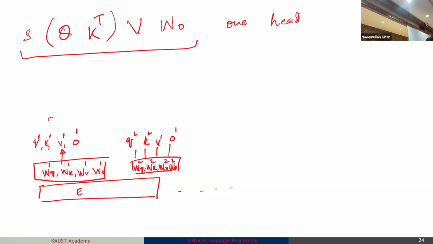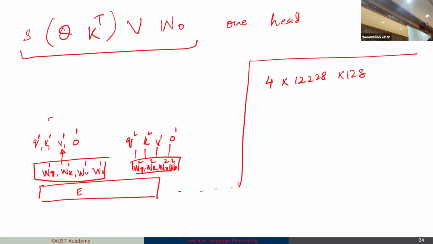Let me just on the side do how many weights there are in this one attention layer. We have 4 matrices, and the matrices are of the same size, so I'm just counting their parameters. Each one of them is 12,228 times 128. So this is the number of parameters for a single head of attention for a single layer. In GPT-3, we have 96-headed attention, so you would have this whole thing times 96. If somebody can do this calculation, I just want a rough number for it.